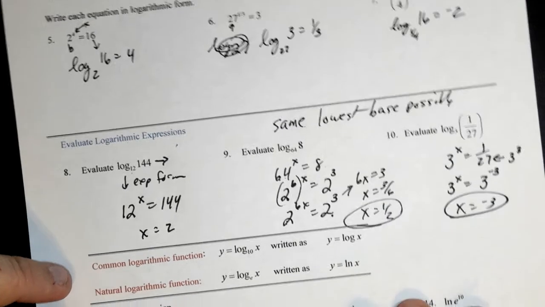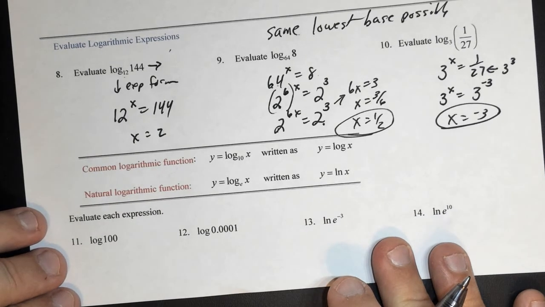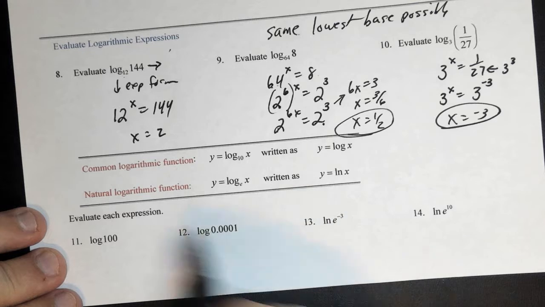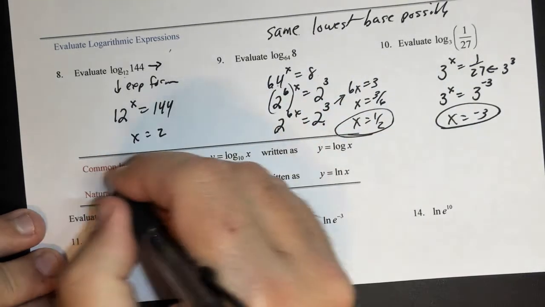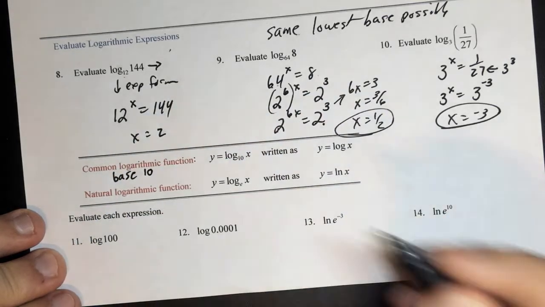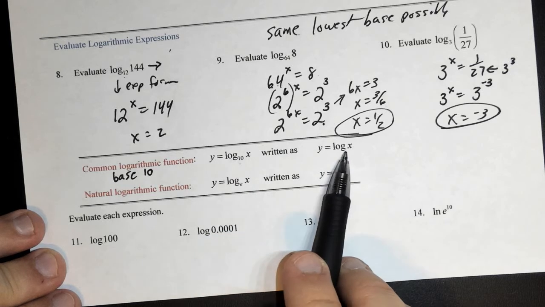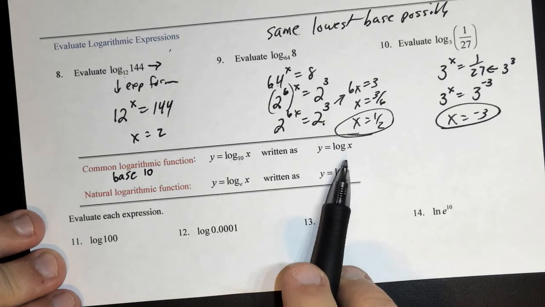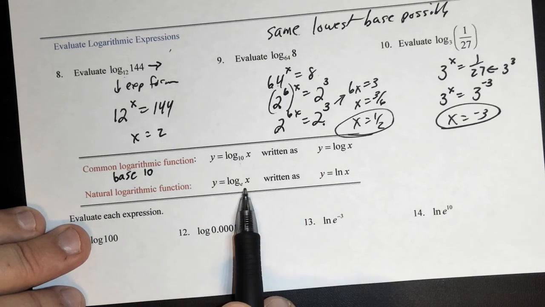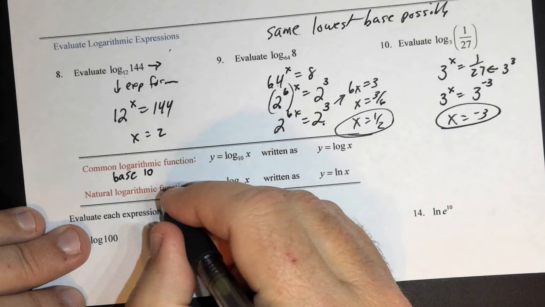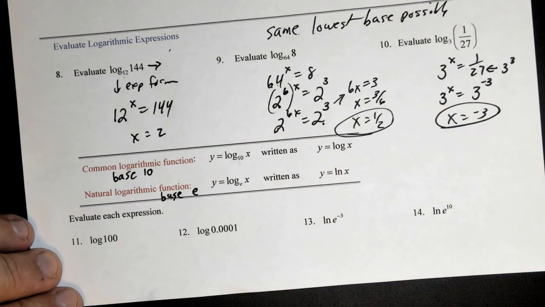Alright, now there are a couple special bases or special logarithms. You have what's known as the common logarithm, which is base 10. So, logarithm of base 10 is called a common log and is normally written without the number. Notice no number here. And then you have the natural logarithm, which is base e. Okay, so this is base e, and we talked about the number e in the last section.